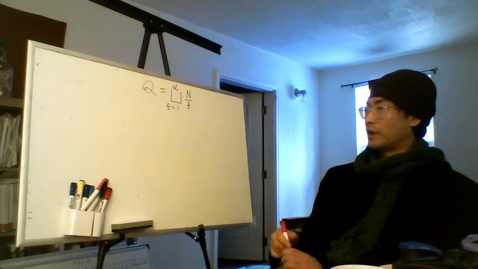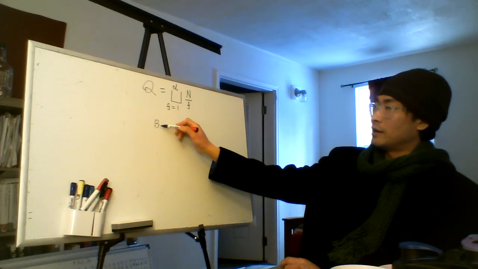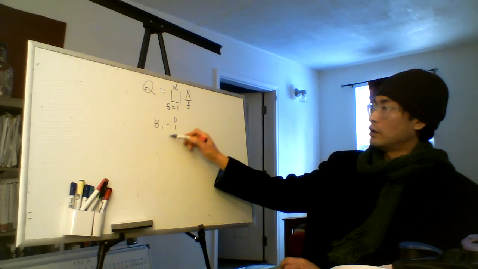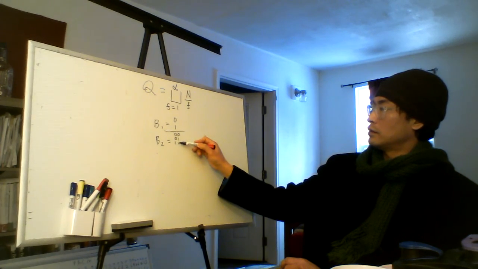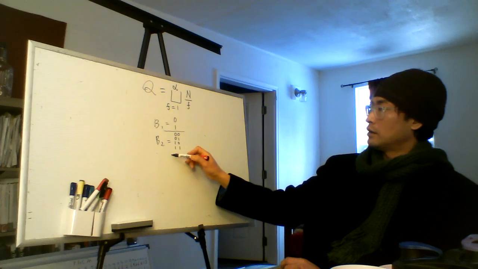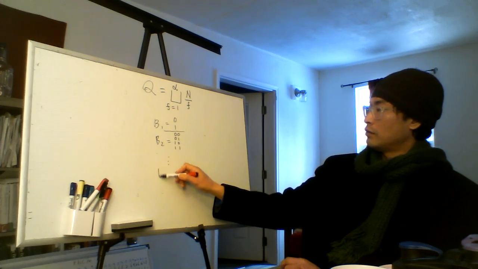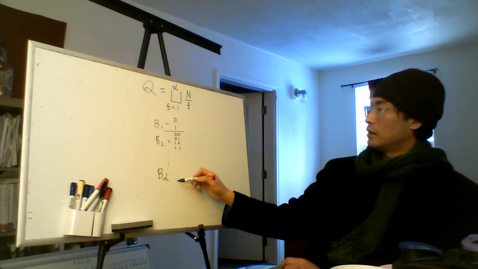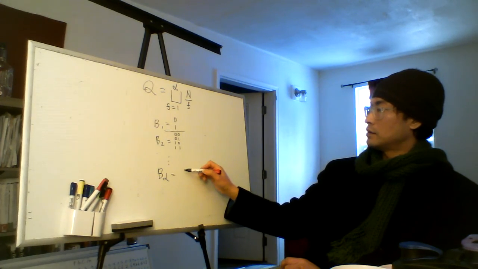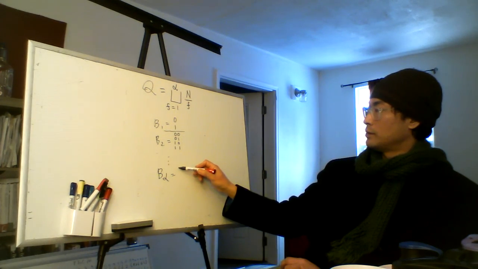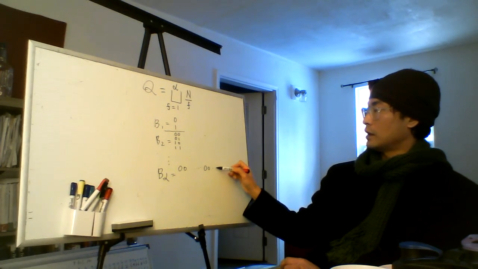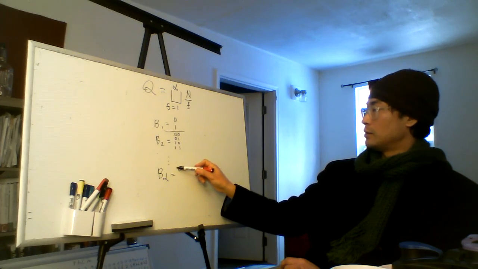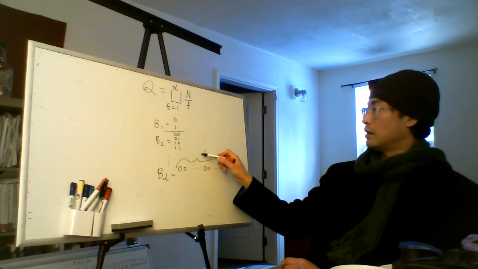Before that, I forgot. You have the B1 set, which is 0, 1. The B2 set, and so on. And your B alpha has 0, 0, dot, dot, dot, and so on. The size of this infinity, we call it alpha.